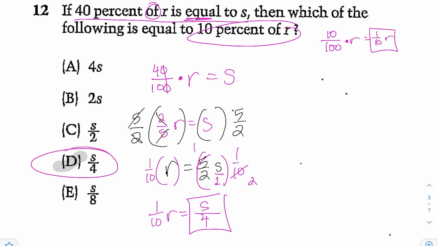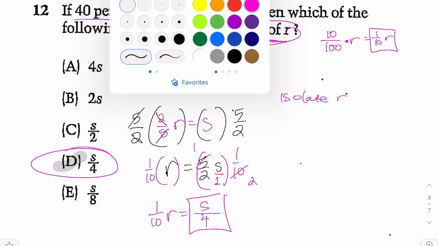So here you have to isolate R, get R by itself, and then you can take or find 10% of that. And you'll have R in terms of S, which is choice D. You can also substitute in numbers here as well, and then just go through all the choices and just plug them in.